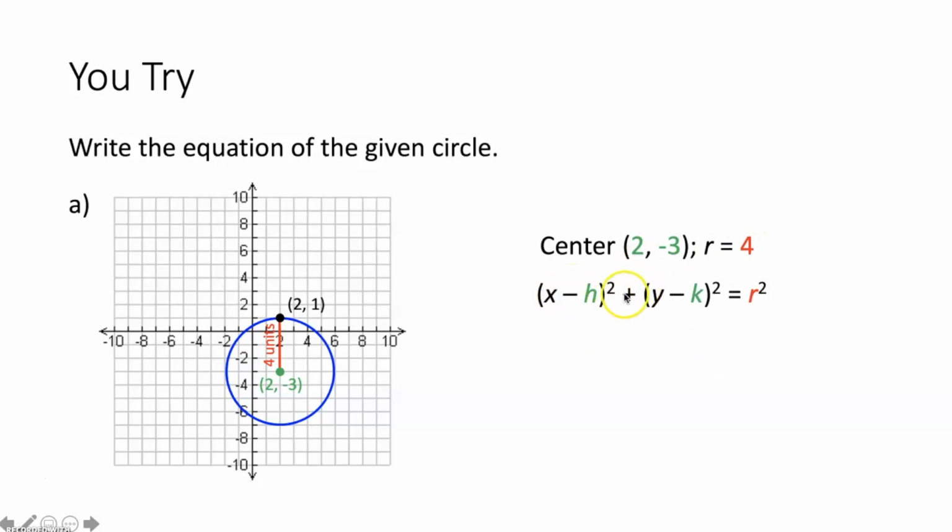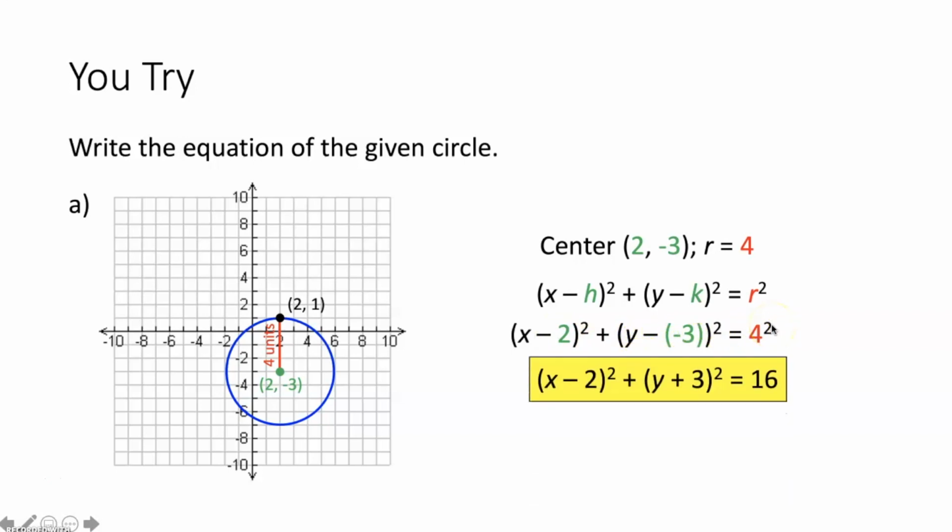x minus h the quantity squared plus y minus k the quantity squared is equal to r squared. So my center is h, k. I'm going to take 2, plug it in for my h, take negative 3, plug it in for my k. Then I take 4, my radius, plug it in for r, and simplify whatever I can. So x minus 2, that just stays x minus 2. y minus negative 3 is the same thing as y plus 3, and then 4 squared is 16.